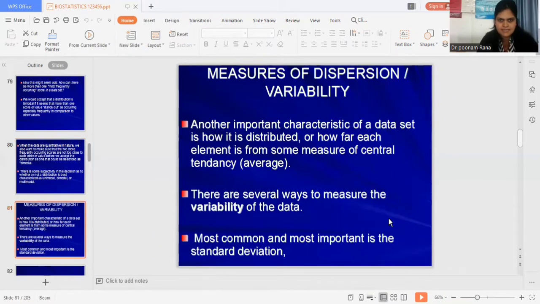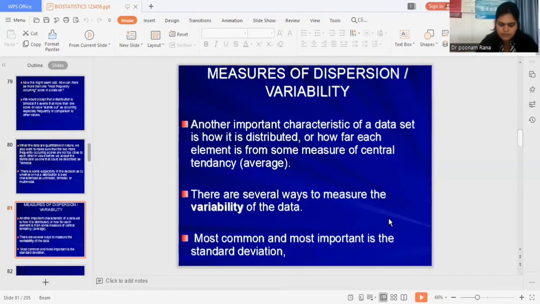Now, next, let's discuss measures of dispersion or variability. Another important characteristic of a data set is how it is distributed, or how far each element is from some measure of central tendency, that is, the average. There are several ways to measure the variability of data. The most common and most important is the standard deviation. So a measure of dispersion helps to know how widely the observations are spread on either side of the average.